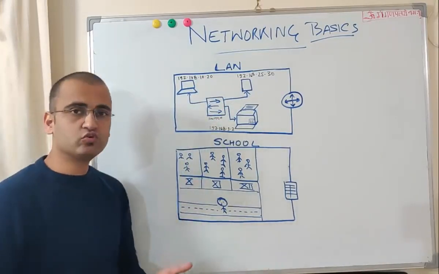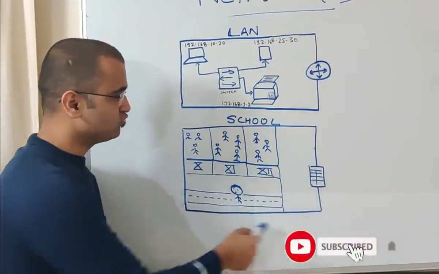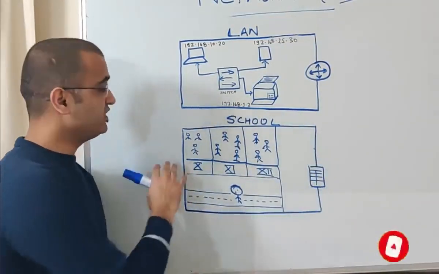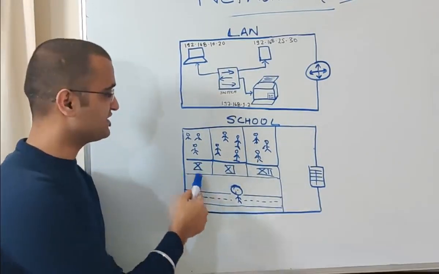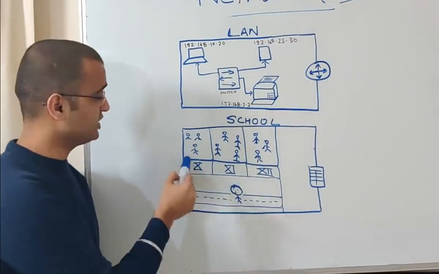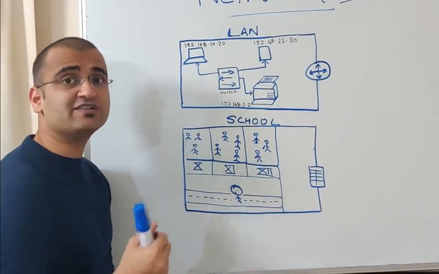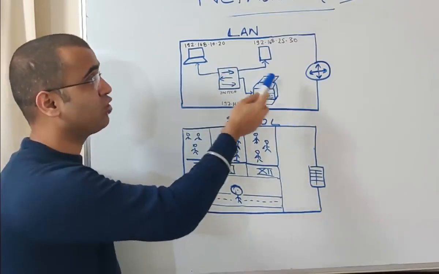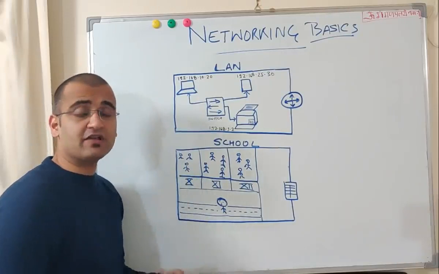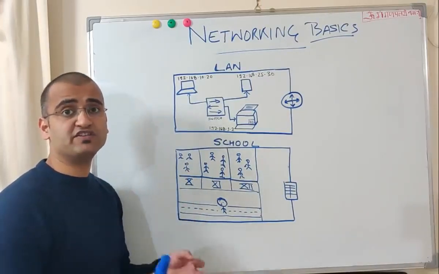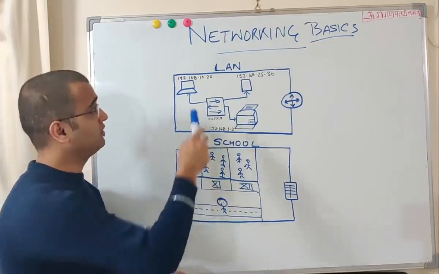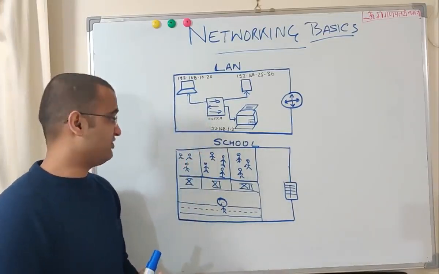Correlating that to a school, suppose we have this particular school, and this school boundary can be considered as a LAN. It is a local area within which we have three different classes: class 10th, class 11th and class 12th, and we have various students within these classes. You can consider these students as different devices like a laptop, a printer or a mobile. Every student in every class has a unique roll number with which he or she is identified. That particular roll number can be compared to an IP address.